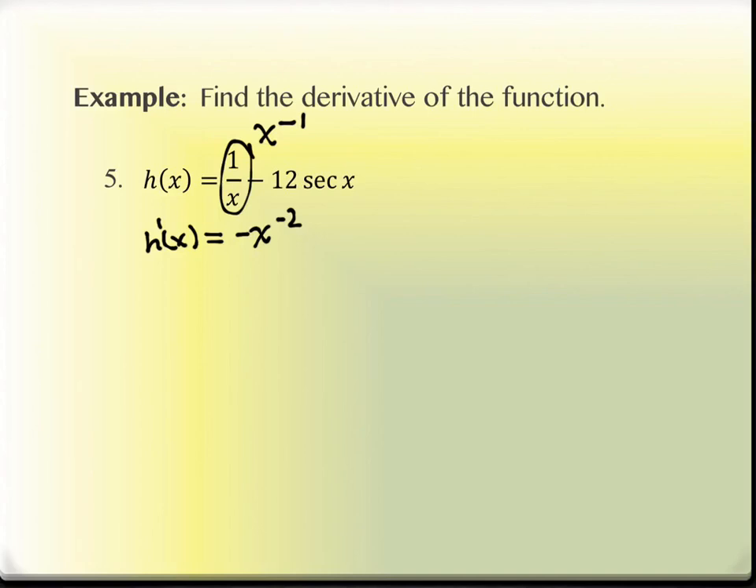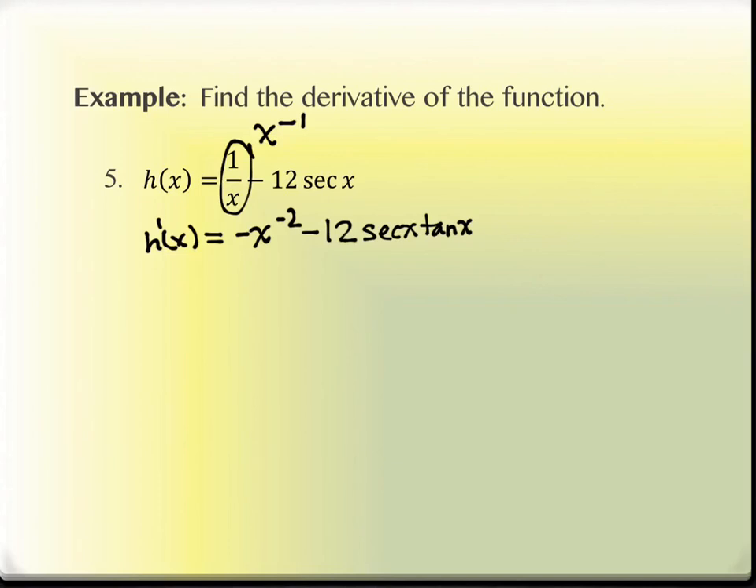All right, what is the derivative of secant? Secant x tangent x. And the negative 12 at the beginning is simply a constant multiplier, so it comes along for the ride. So the negative 12 is there. The derivative of secant is secant x tangent x.